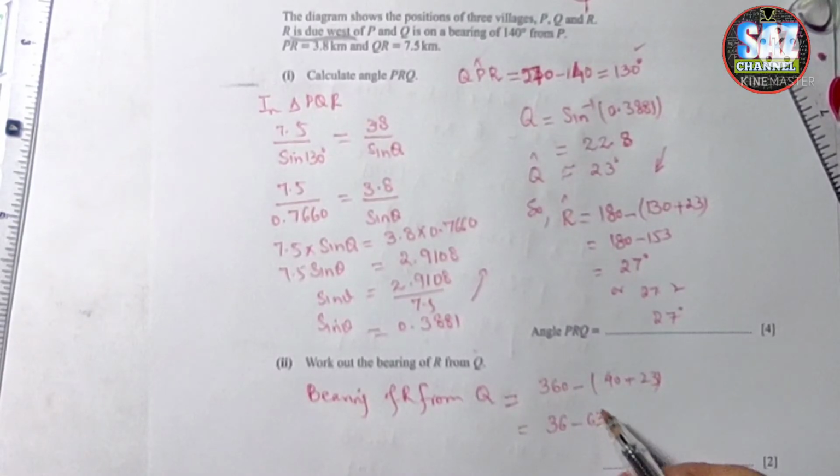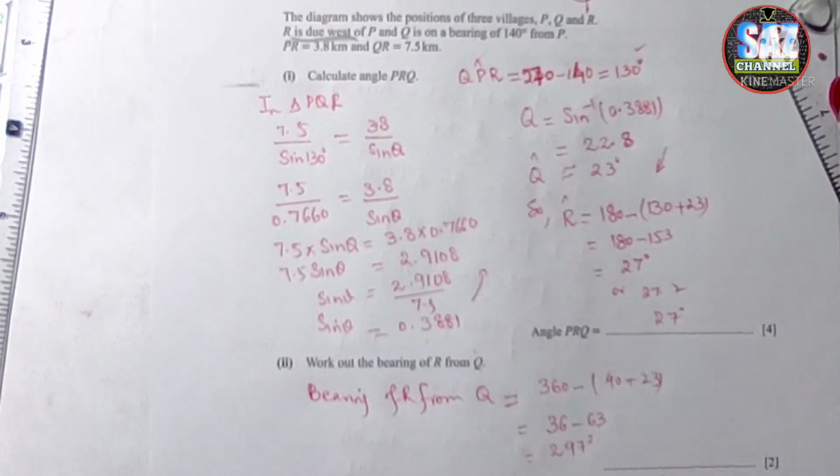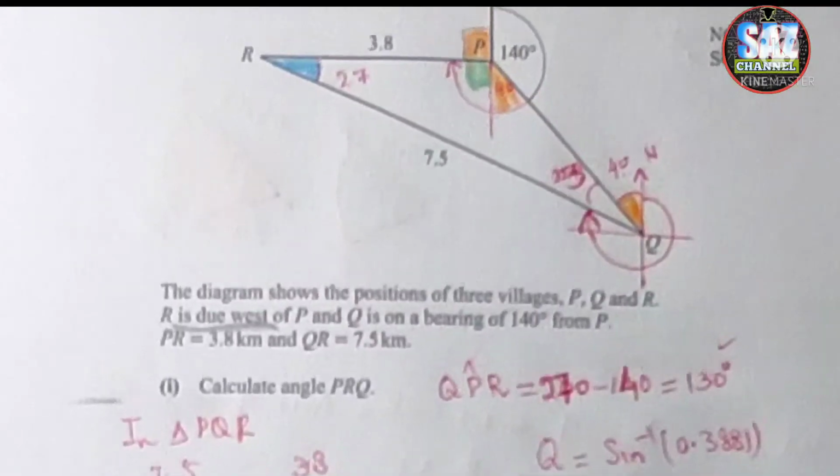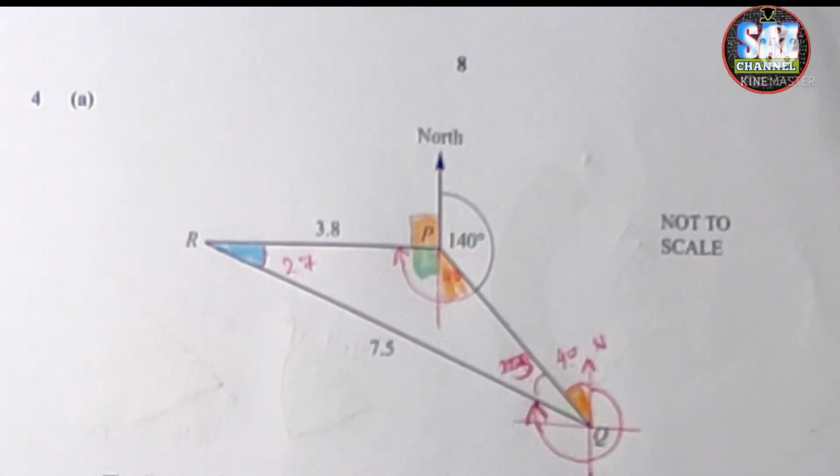63 minus 360 is 297 degrees, and I have to fill up the answers as well. Okay, let me once again do this part. Maybe this will be difficult for some of my students.